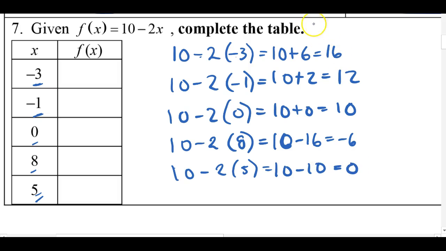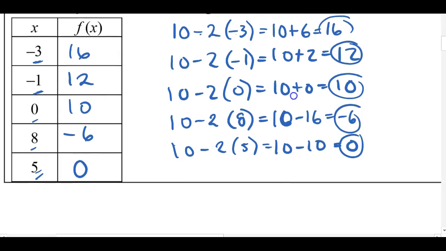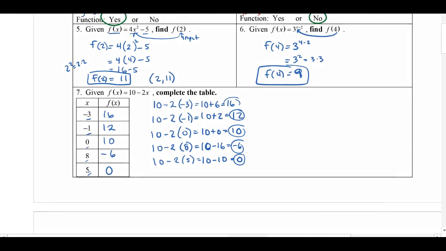So now I'm going to take all of these values that I just found, and I'm going to plug them into the table where the outputs go. So 16 goes here for -3, 12 goes here for -1, 10 goes here for 0, -6 goes here for 8, and 0 goes here for 5. And that's all you have to do is fill in that table, and those are your answers. Okay, I'll go ahead and stop there. That's page 1.